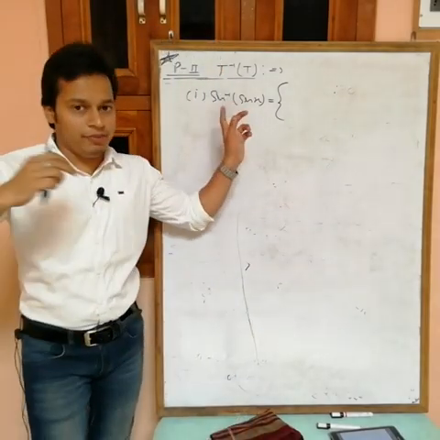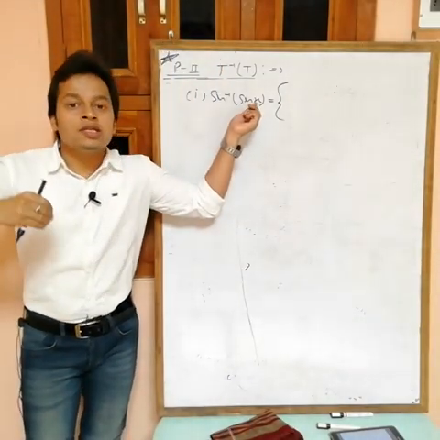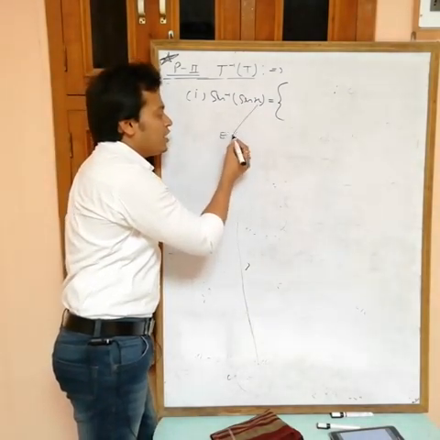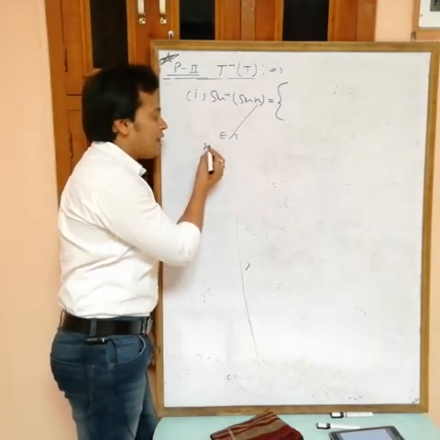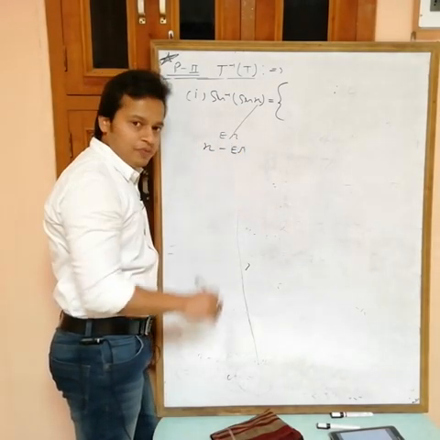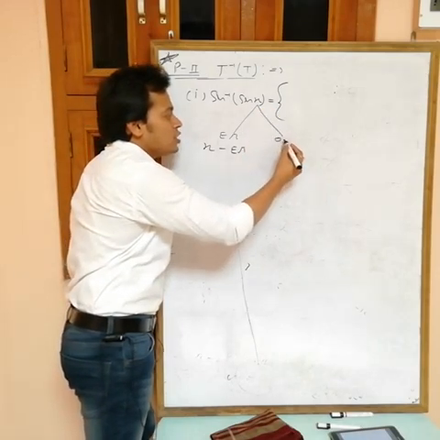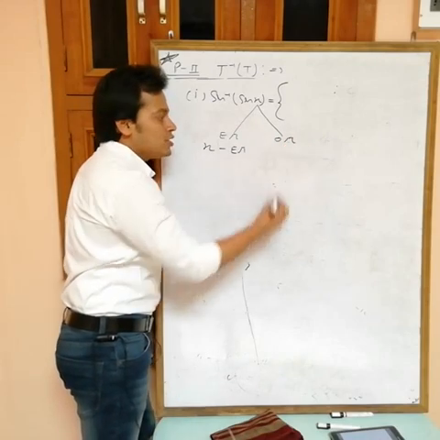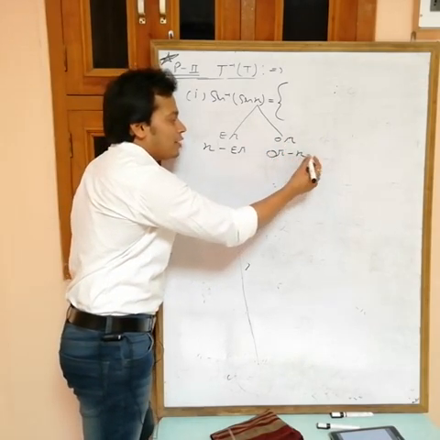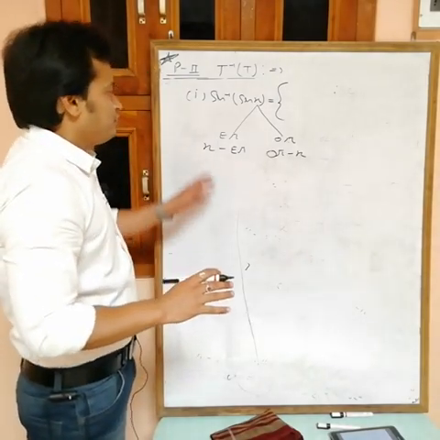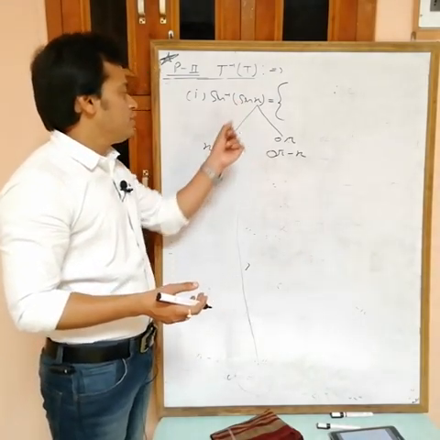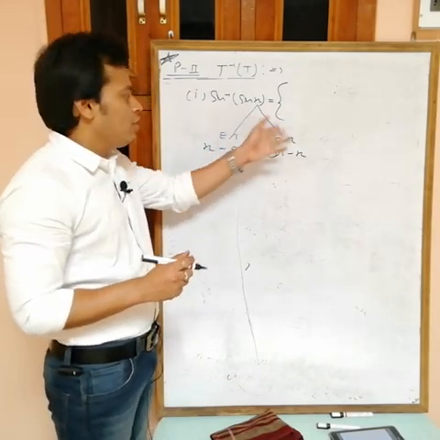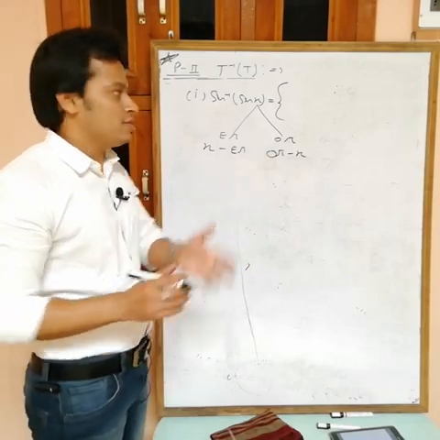In sine inverse of sine x, remember this. If x is near to an even multiple of pi, then the value is x minus that even multiple of pi. And if x is near to an odd multiple of pi, then the formula is that odd multiple of pi minus x. To remember easily: if x is near to an even multiple of pi, then x minus that even multiple of pi. If near to any odd multiple of pi, then that odd multiple of pi minus x.